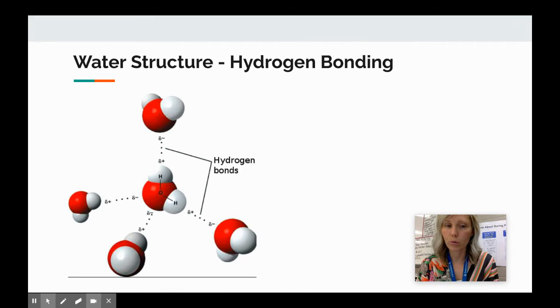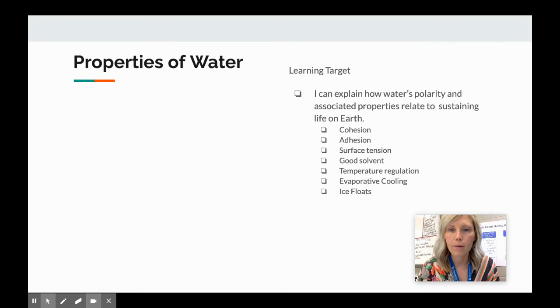So even though these are weak bonds, there's a heck of a lot of water molecules in a drop of water, which means there are a ton of hydrogen bonds between. So that extra amount of bonds that are taking place really can provide a lot of strength in numbers, high numbers. Okay, moving on to our target.